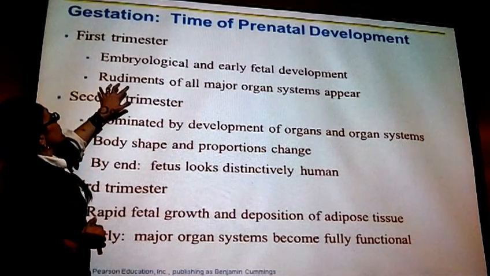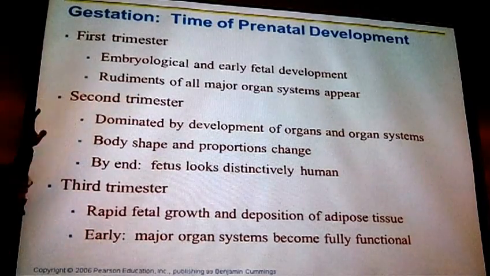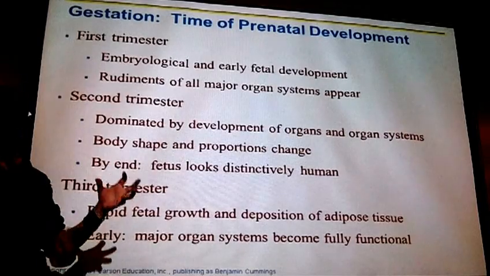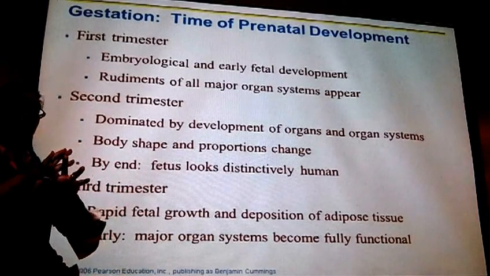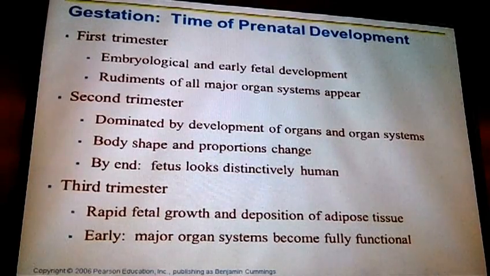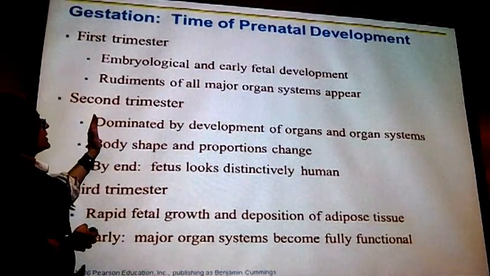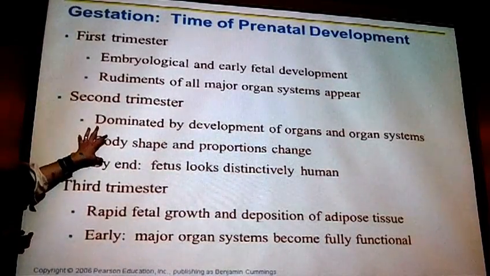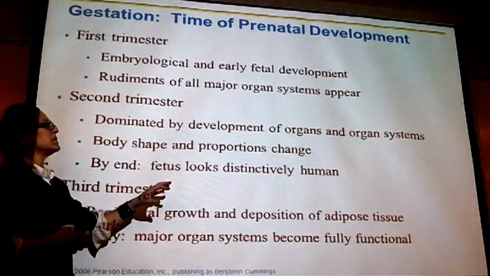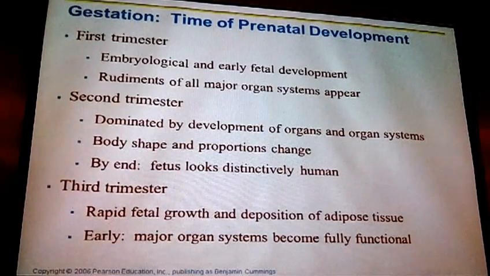Now, by the time we finish the first trimester, we'll have all of the major organ systems, at least the tissue that will become those organ systems, all laid out. It's where it's supposed to be, and now we just have to develop those organ systems. And that's what's going to take place in the second trimester. Here, we're going to develop all those organs and all of the organ systems. They're going to start to work during this second trimester.